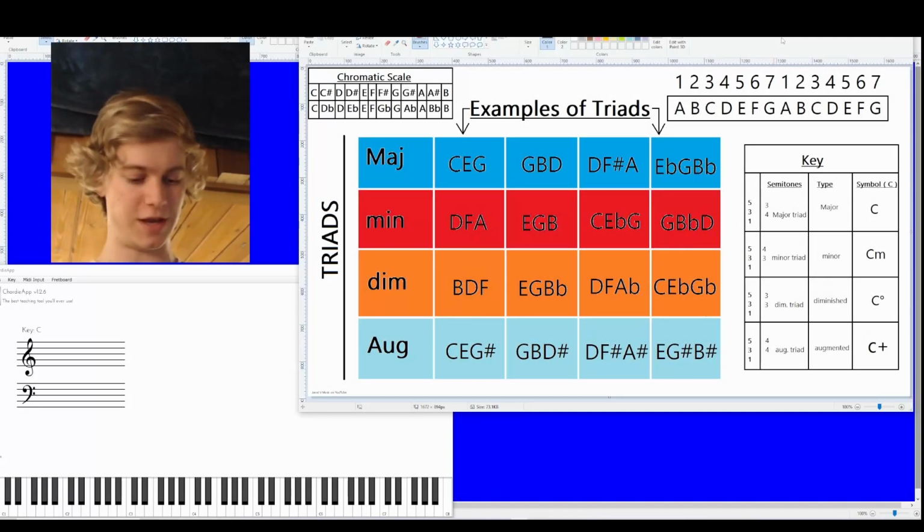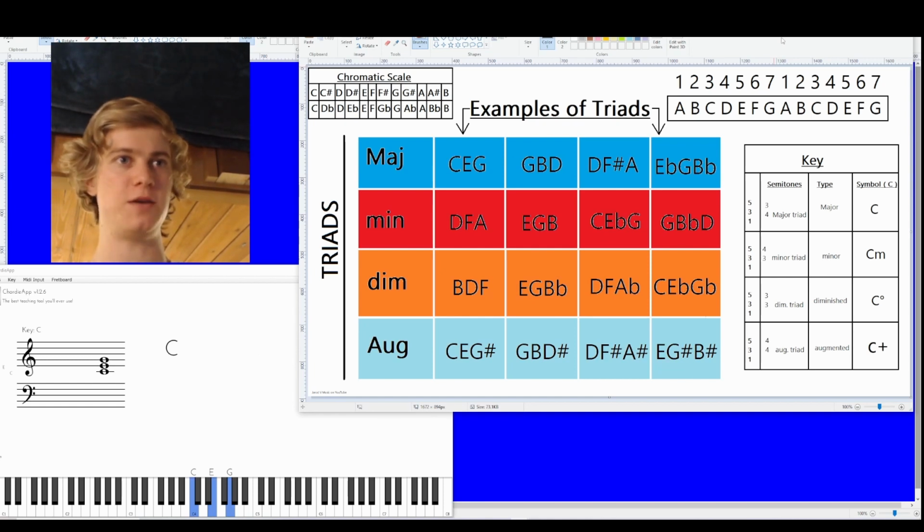Chords. What is a chord? A chord is when you take multiple notes and you play them at the same time. In this case, I have a C major chord.